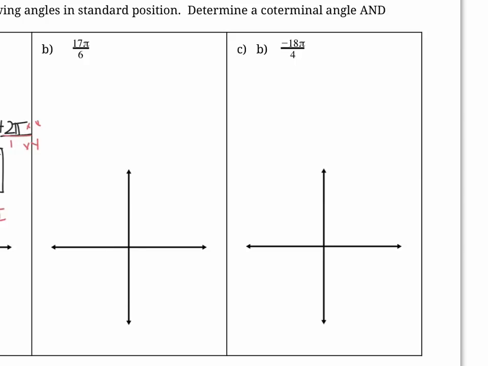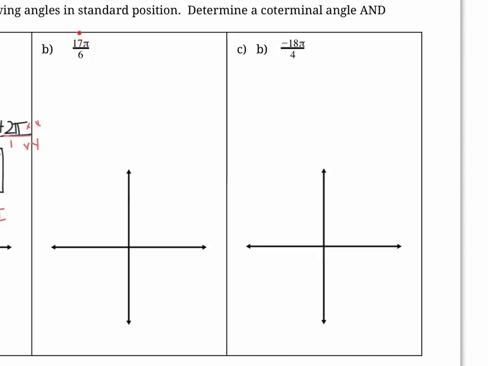Let's try the next guy. So here's our radian measure, 17 pi over 6. Again, we're resisting the temptation of changing to degrees. Let's just think about this in terms of radians. So 17 pi over 6 radians.